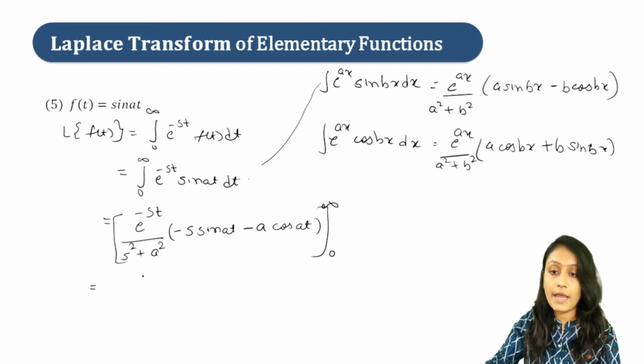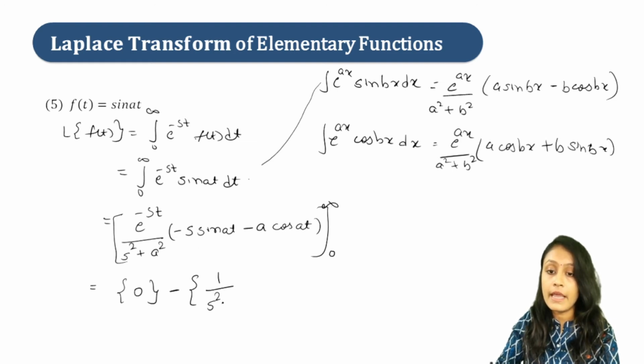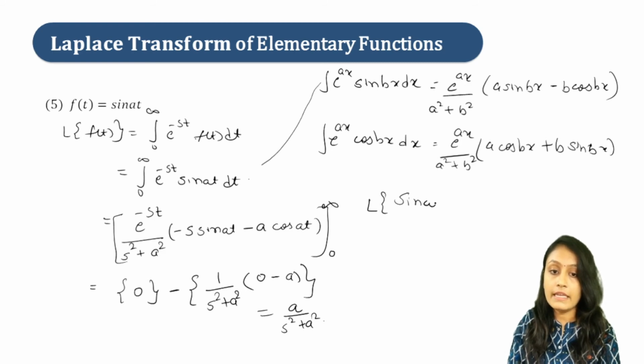So again e raised to minus infinite will give you 0, so upper limit is directly 0, minus now lower limit, e raised to 0 is 1. So here we have 1 upon s square plus a square. Now we know sine 0 is 0, so this term is 0, and cos 0 is 1, so we have minus a. Just simplify this, so you will get answer as a upon s square plus a square. So Laplace transform of sin at is a upon s square plus a square.